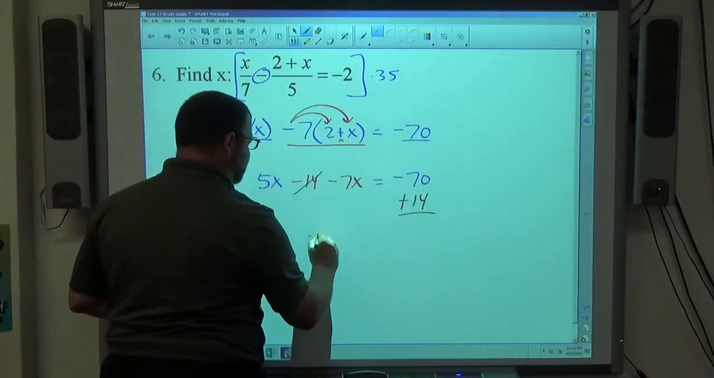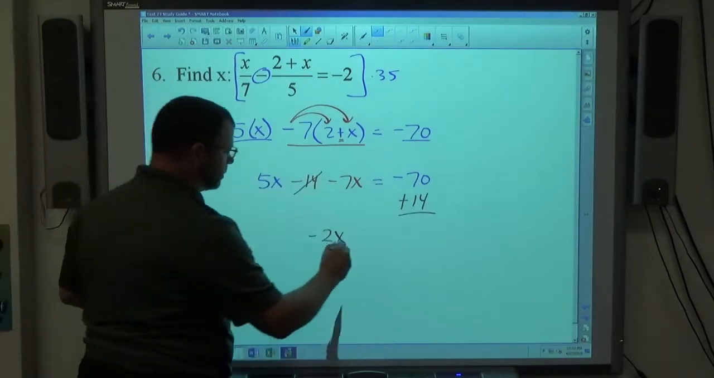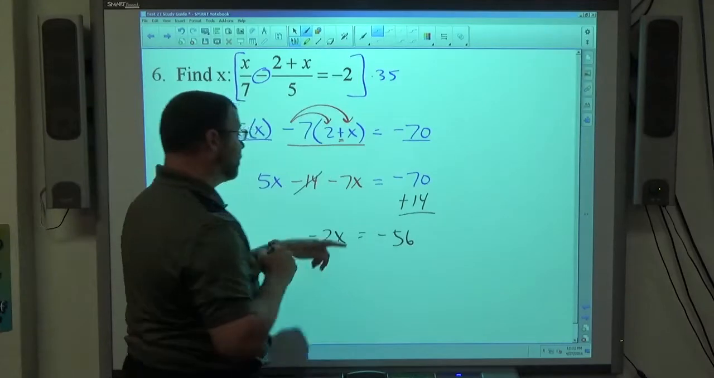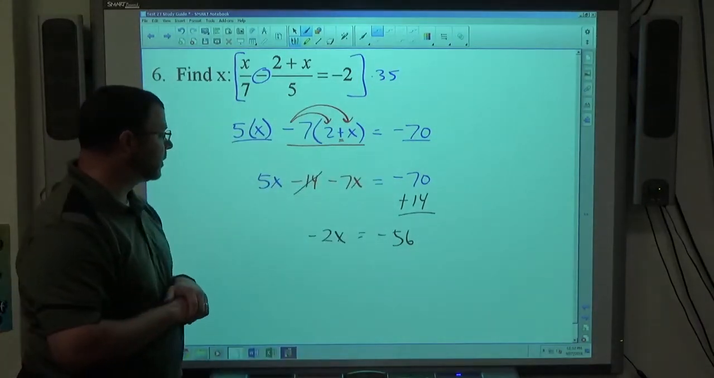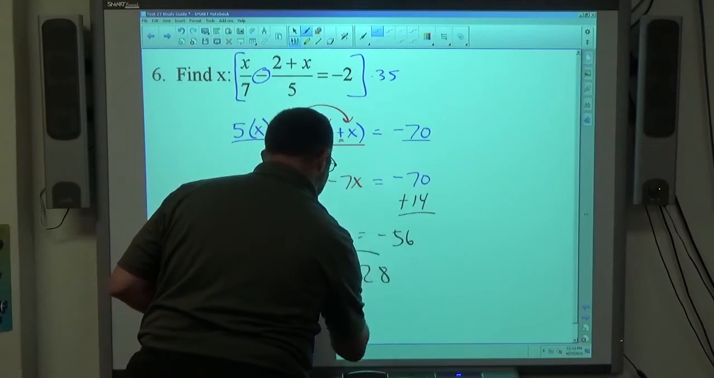5x minus 7x makes negative 2x. Subtraction because the signs are different, and negative because 7 is bigger. Negative 70 plus 14 is negative 56. Subtraction because the signs are different. Negative because 70 is bigger. Divide both sides by negative 2, we get x is equal to positive 28.